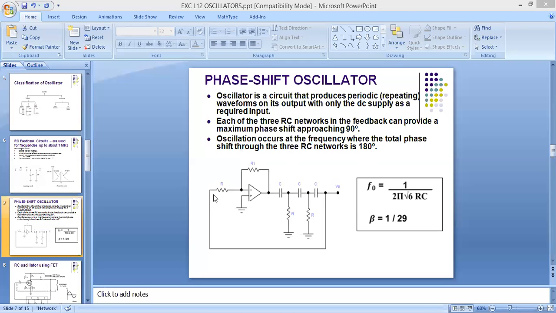And if you calculate its frequency, you will get f output equal to 1 upon 2 pi square root of 6 RC. So you can write 1 upon 2 pi RC into 1 upon square root of 6. जो RC नेटवर्क का था उसका क्या था, 1 upon 2 pi RC. सिर्फ what is the difference? Here we are dividing by square root of 6. This is the difference between RC phase shift and the RC feedback network.